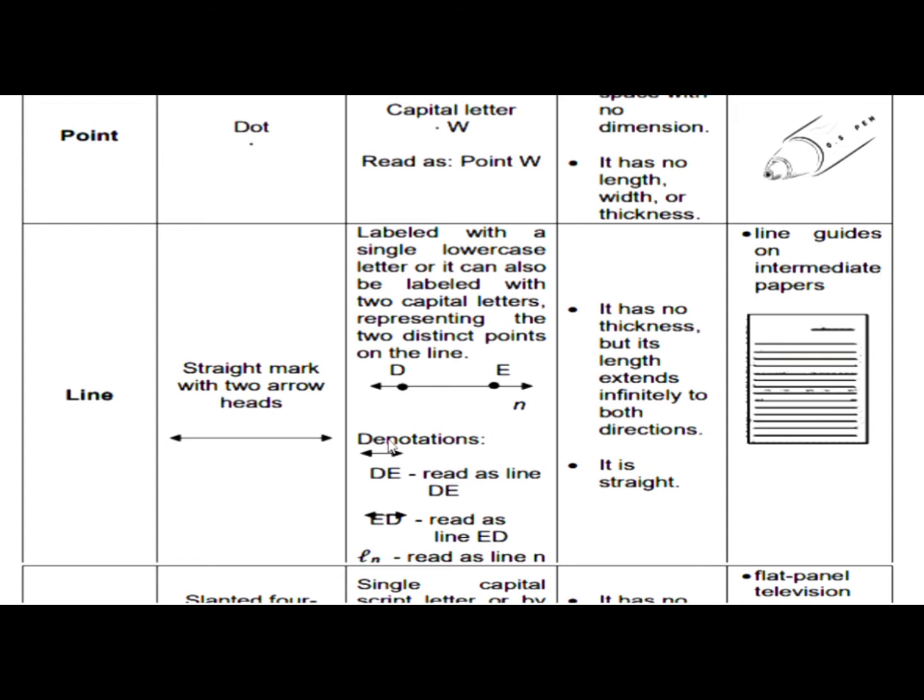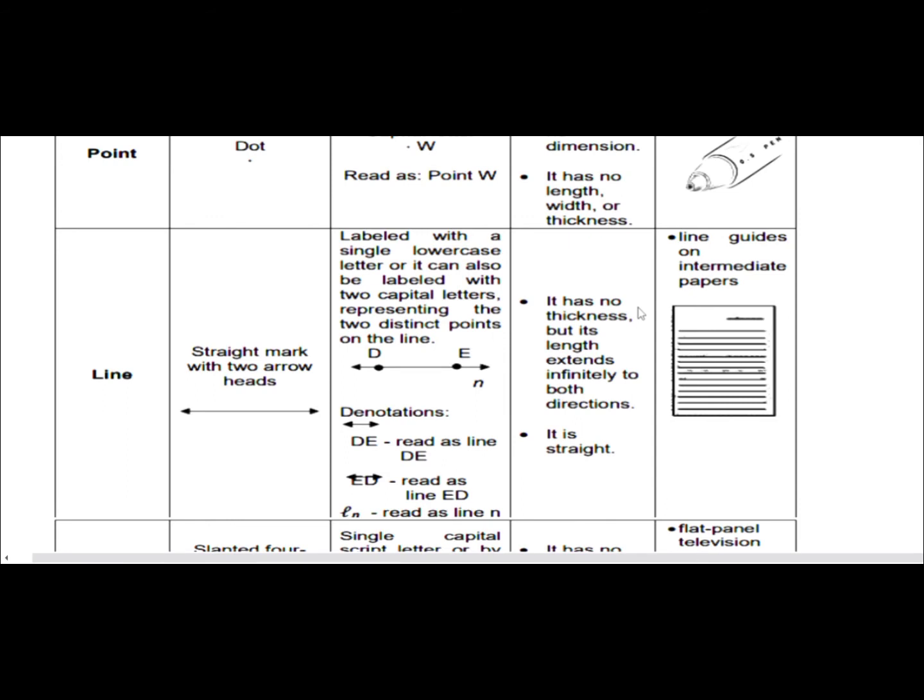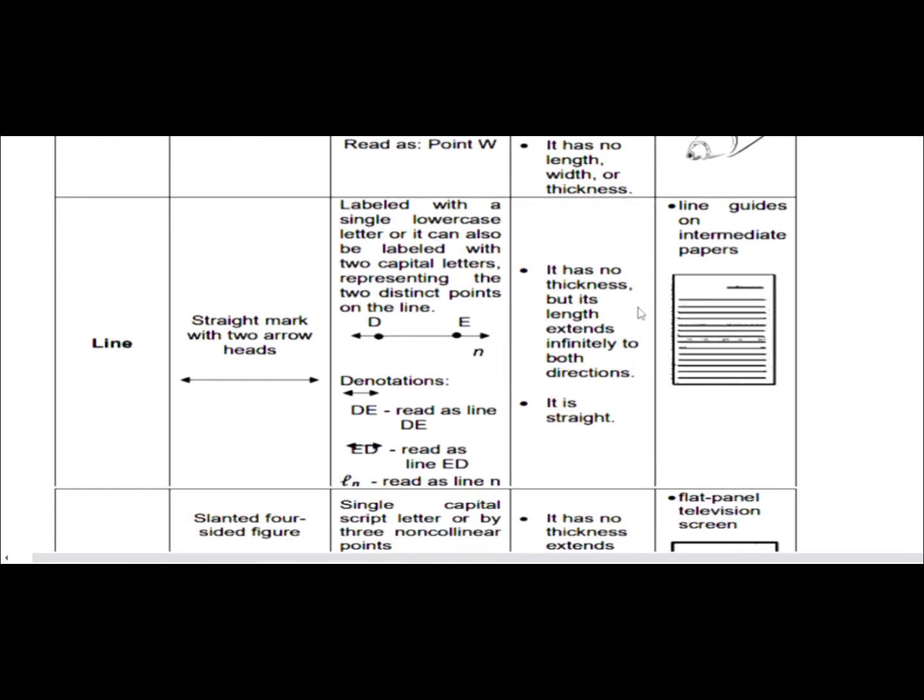This is the denotation. We have DE and the line above. It has no thickness, but its length extends indefinitely in both directions. It is straight. This is a real-life example: the line guides on your intermediate paper.